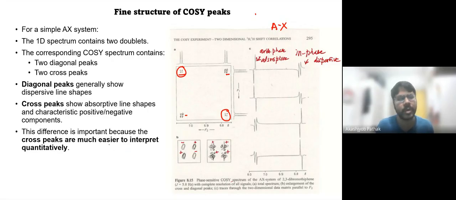The difference is important because the cross peaks are much easier to interpret quantitatively. You have to understand that these cross peaks are all absorptive, and because of this absorptive nature, they can be easily resolved. Absorptive signals are easy to resolve, while dispersive signals cannot be resolved. So that is why the cross peaks are easier to interpret quantitatively.